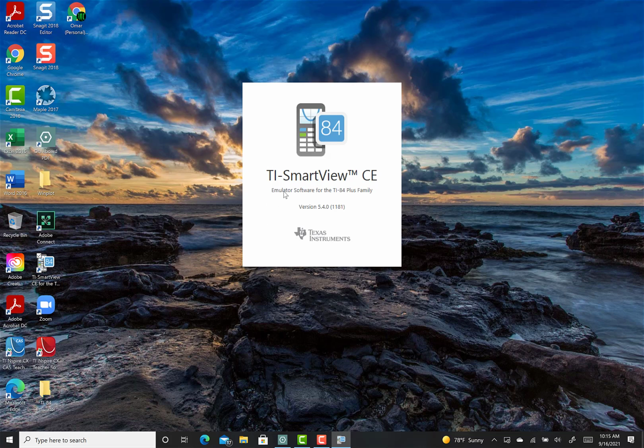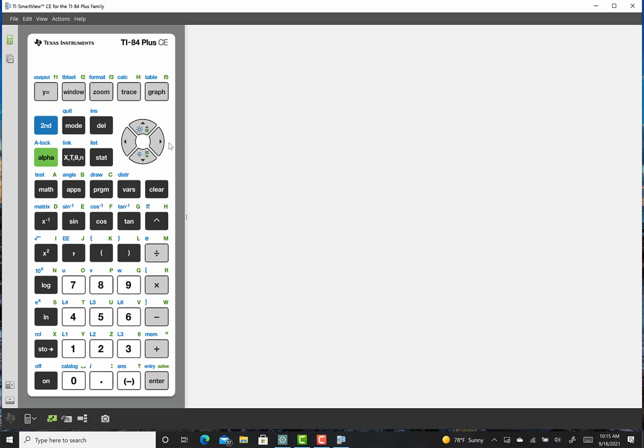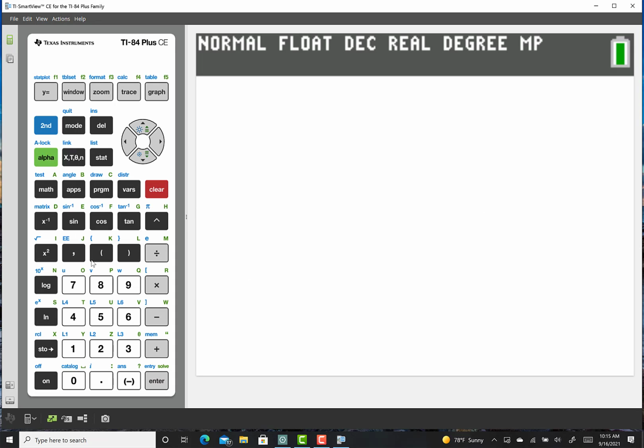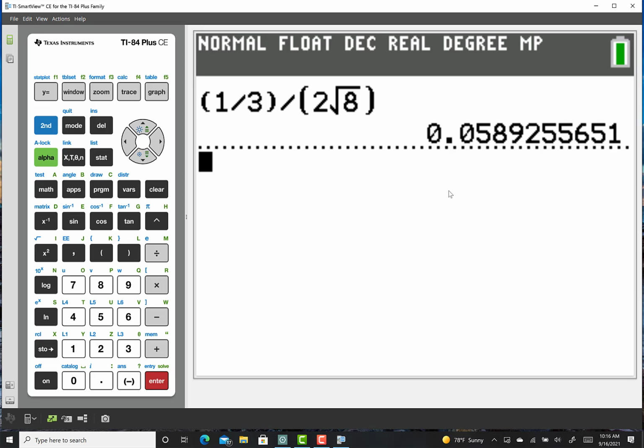So here's my calculator. Clear. 1/3 divided by, what did I have in the denominator? 2 square root of 8. And I got 0.0589, so let's see if that's the same thing.